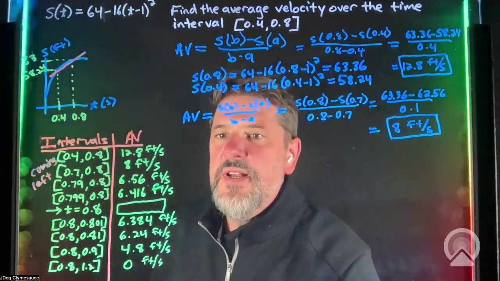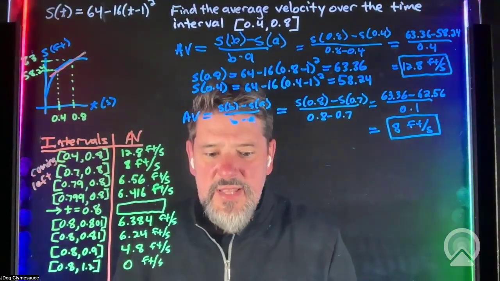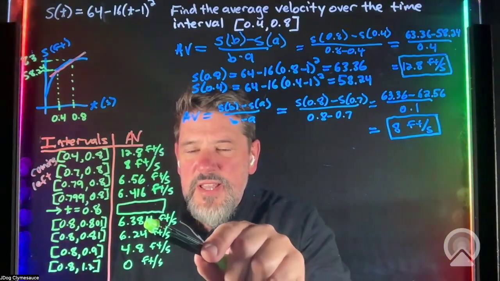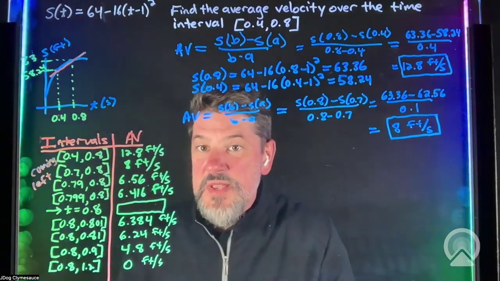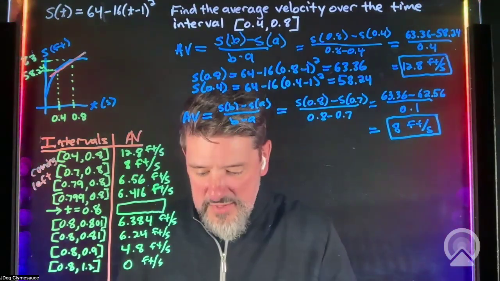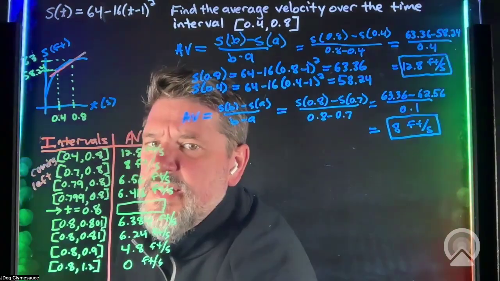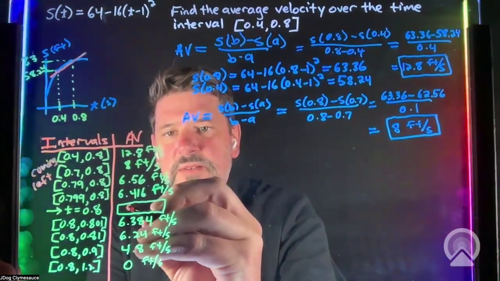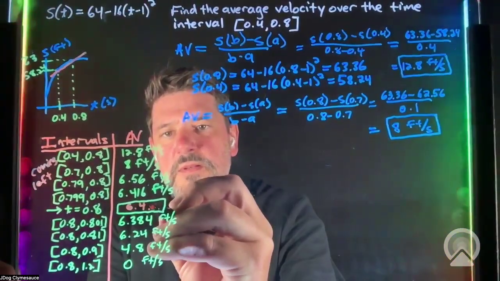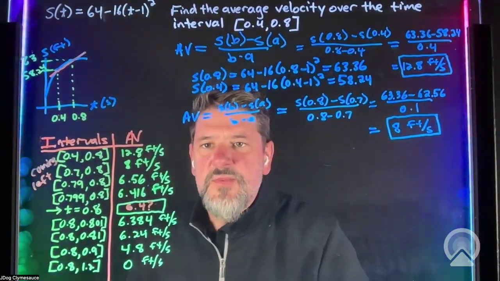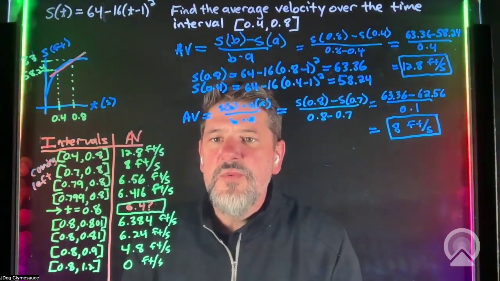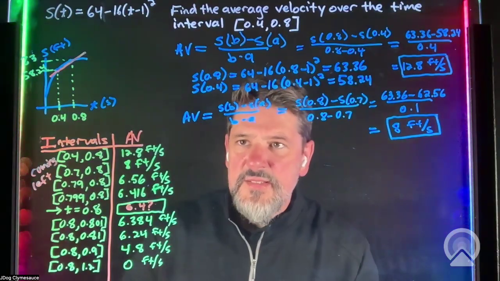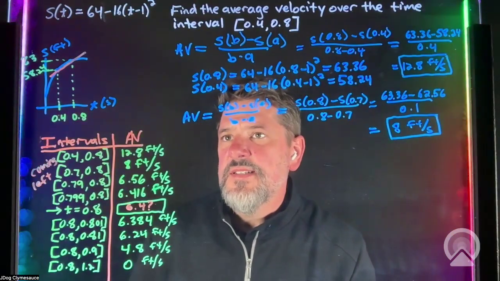Okay, and so you can see what's happening here is that we are getting values that are closer and closer to a single value. And what that value is, hard to say, maybe 6.4, something around that range. Maybe I'll put in 6.4 and a question mark because it's hard to know exactly what it is, but we know it's somewhere between 6.416 and 6.384. And so we would call that at t equals 0.8 seconds an instantaneous velocity.